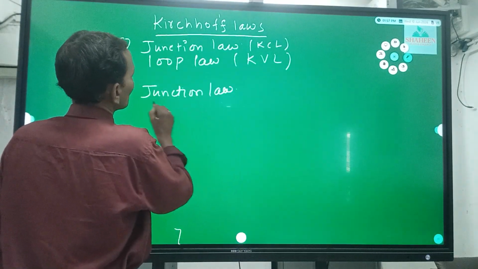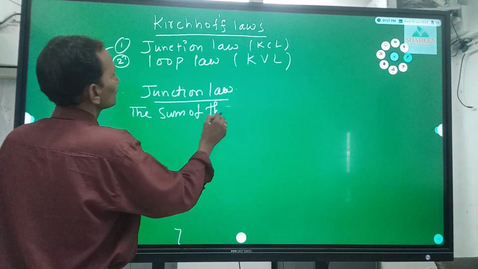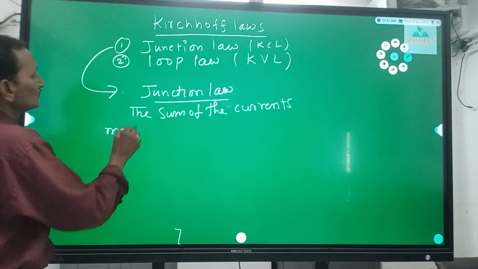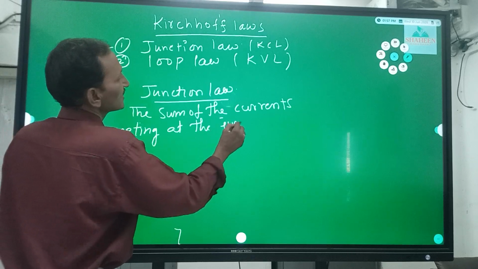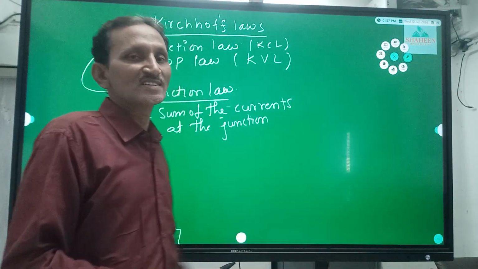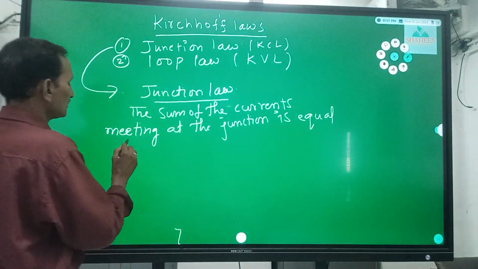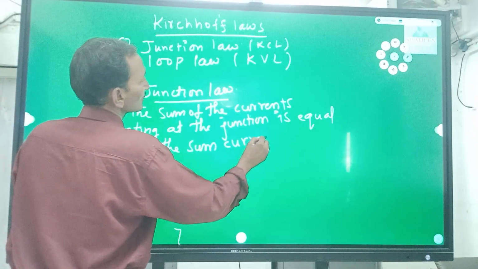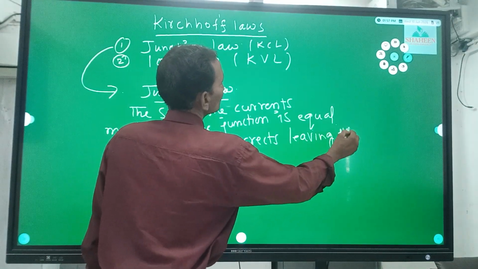Junction law: the sum of the currents meeting at the junction. How many currents are meeting at the junction? The same number of currents are leaving the junction. The sum of the currents meeting at the junction is equal to the sum of the currents leaving the junction.